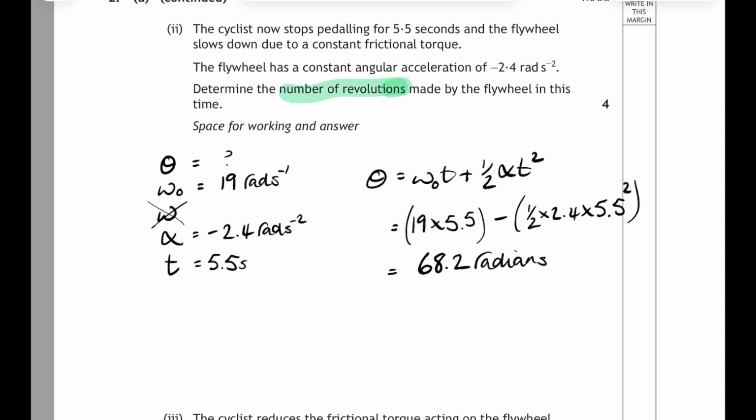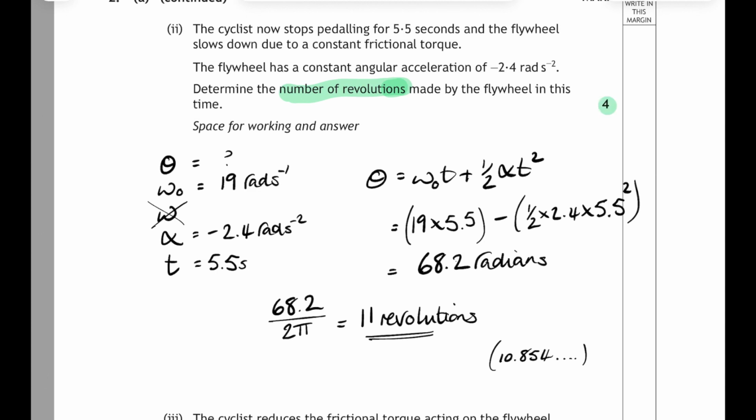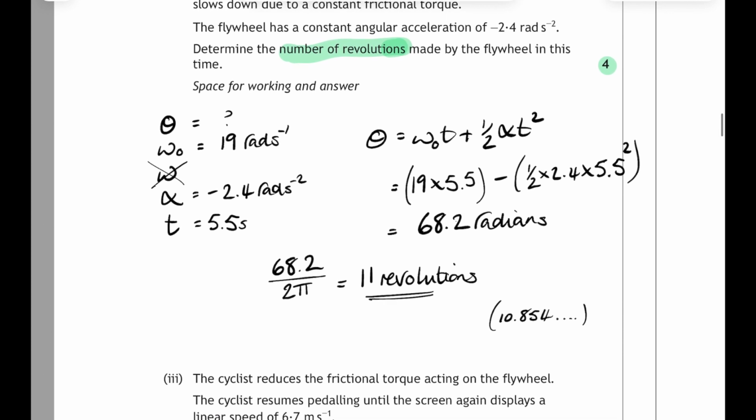We want the number of revolutions. Now there's 2 pi radians in a revolution. So if we want the number of revolutions, we just divide 68.2 by 2 pi, and that gives us an answer of 11 revolutions. Although when you do that on your calculator it will say 10.854, and you might be tempted to say, well, that's only 10 complete revolutions, but the question doesn't say how many complete revolutions are made by the flywheel. So if it's 10.8 and we're rounding to 2 significant figures, then it rounds up to 11 revolutions.